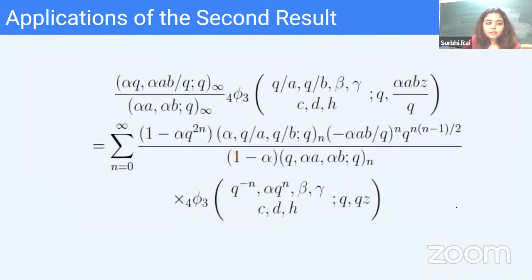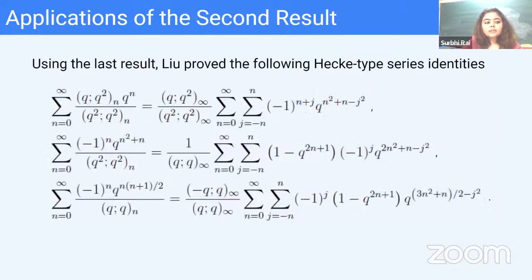Now looking at the application of the second result, here he replaced the complex sequence a_k by a few special terms, and further substituting certain variables, he obtained this summation formula. Using this summation formula, he obtained Hickey-type series identities. These are just a few to list them. He obtained many Hickey-type series identities.